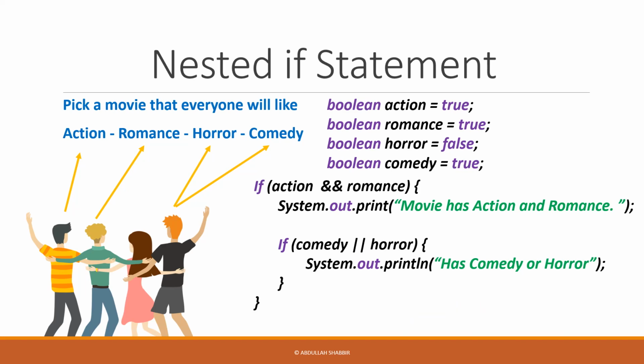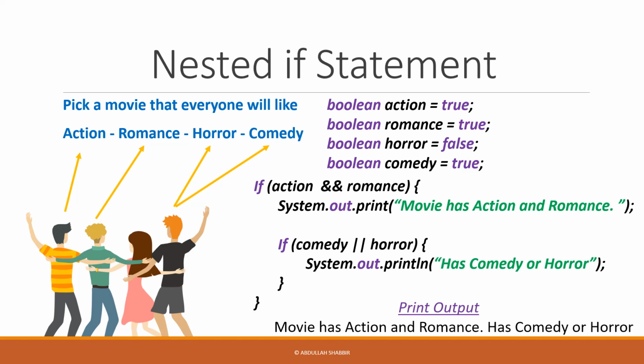Now let's change our comedy variable so that it's true. This time we'll still enter our first outer if and print out movie has action and romance. Then our inner if condition is being checked, and this time comedy is true. So we'll enter our inner if and also print out has comedy or horror. Our print output will be that one line of text. They are coming on the same line as I have not used println in my first print statement.